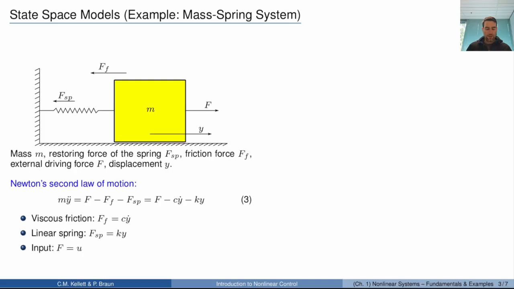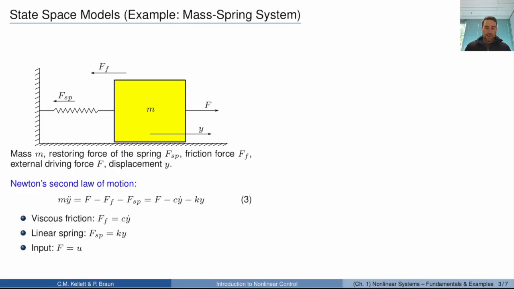Through Newton's law, one can get a second order differential equation by summing all the forces. It is second order because here we get the second derivative of the position, which is equal to the sum of all forces, and the sum of all forces here consists of three components: the external force, the force from the friction, and the force from the spring.